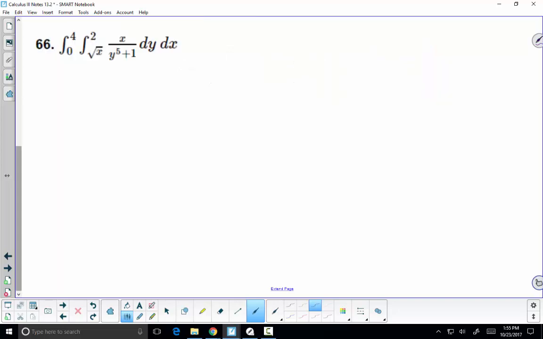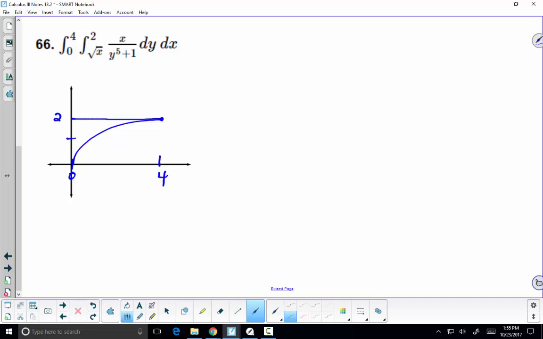So let's take a look at the domain and then switch it. The domain, we have x's that are going from 0 to 4, and the y's are going from y equals square root of x up to y equals 2. That's our domain. And if we switch it so that we have the double integral of this stuff, dx dy, then y is now on the outside, so y is coming from the constant interval 0 to 2.